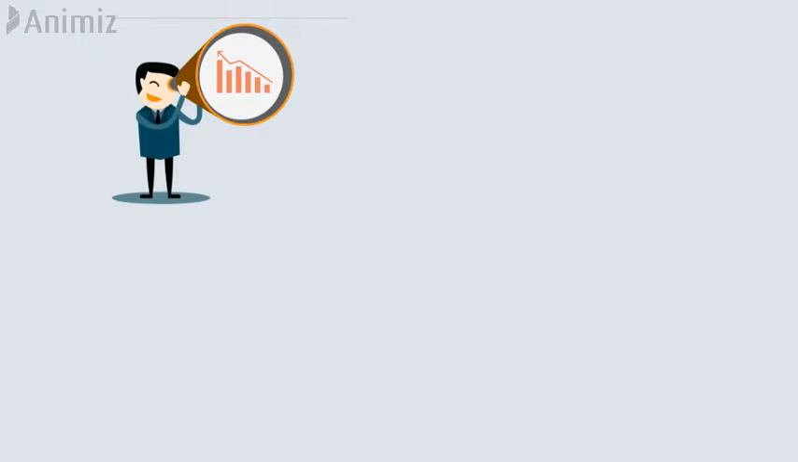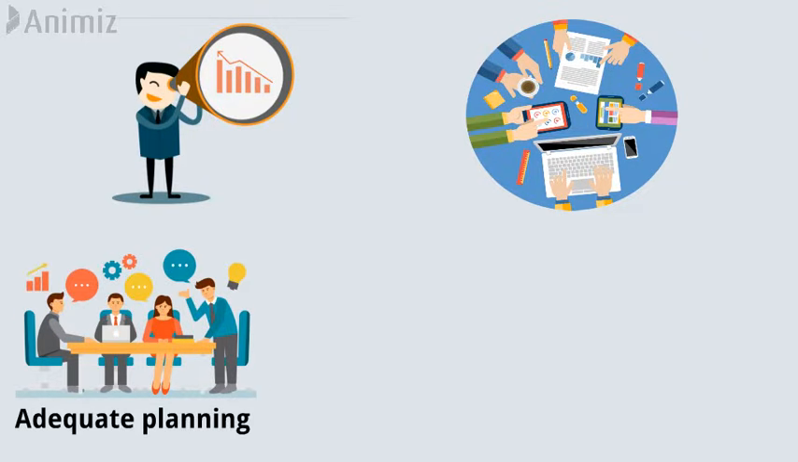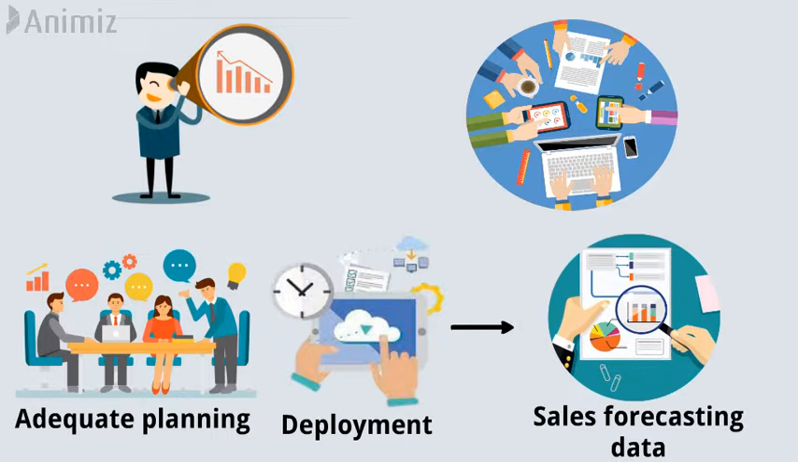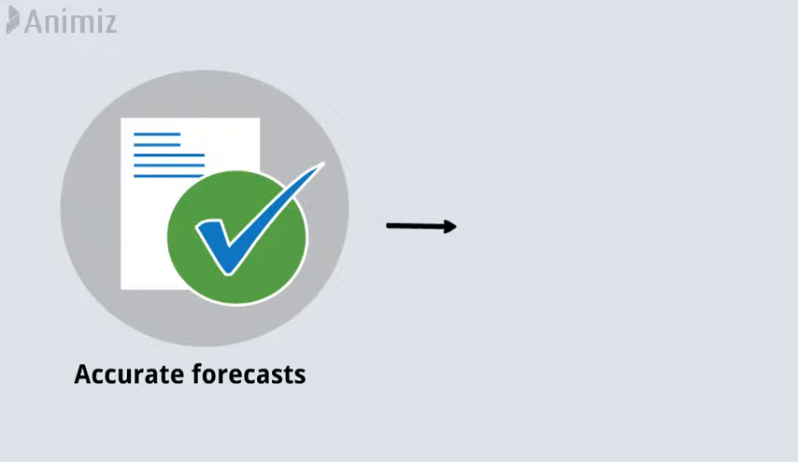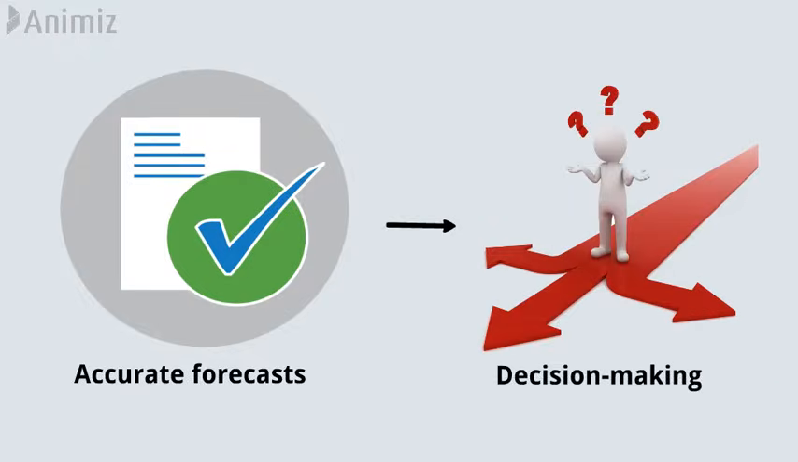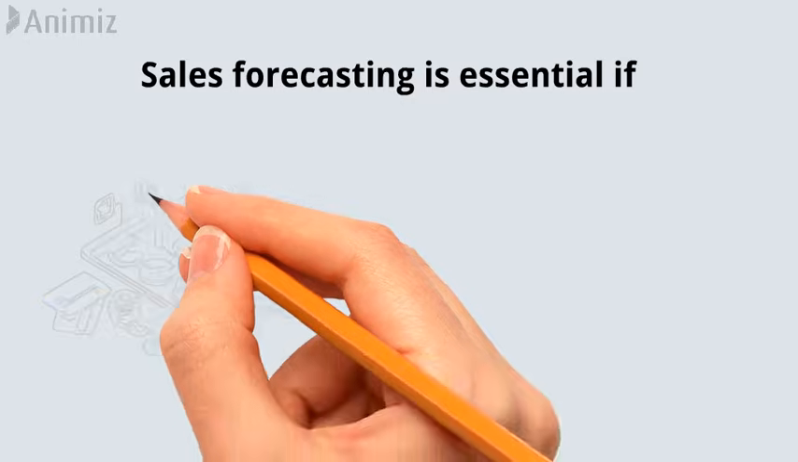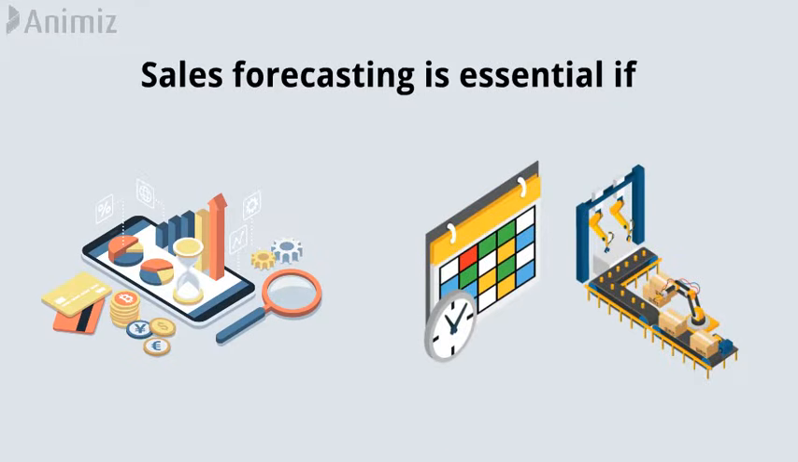Sales forecasting is one of the vital tools of marketing planning since adequate planning and the effective deployment of marketing resources are based on sales forecasting data. Accurate forecasts are vital aids to decision making. So sales forecasting is essential if more accurate sales budgets, production and purchasing schedules are to be set.